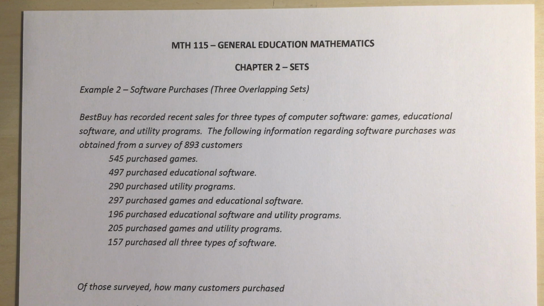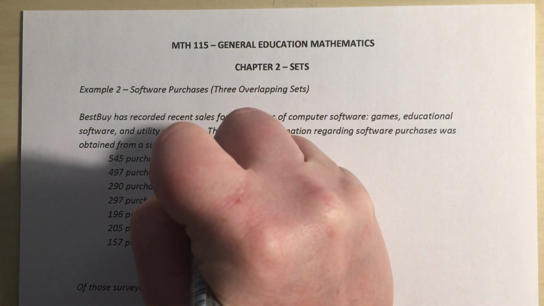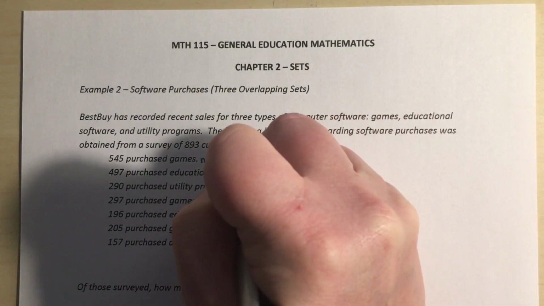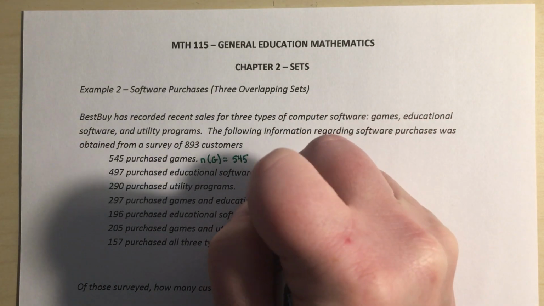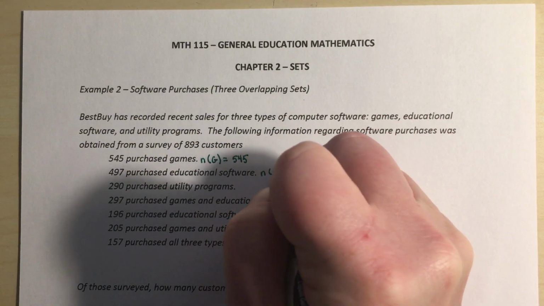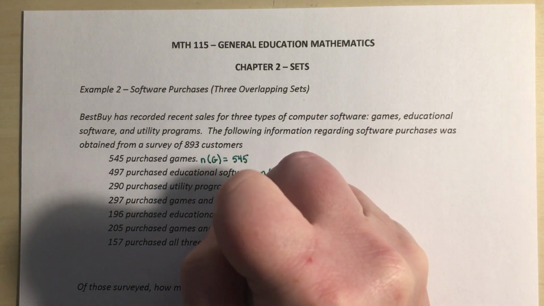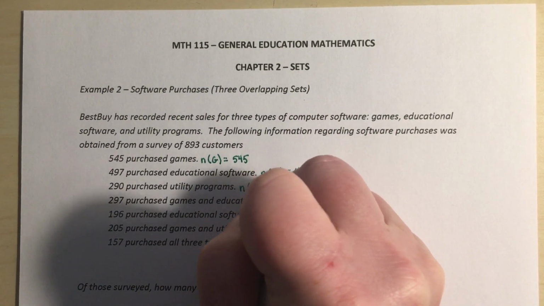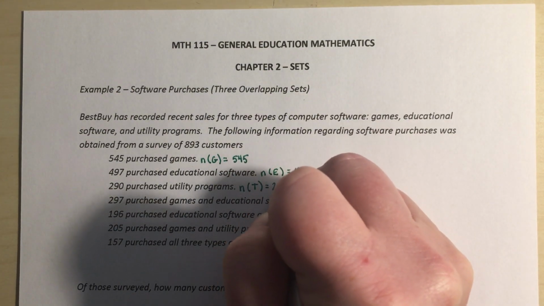Right? So what we see here is we're going to go through and label this. The number of people that purchased games, we're going to use G to stand for, and that is 545. The number of people that purchased educational software, we'll use E. That is going to be 497. Our number of people that purchased utility programs, since we're going to use U for our universal set, I'm going to use T for utility programs. That is 290.